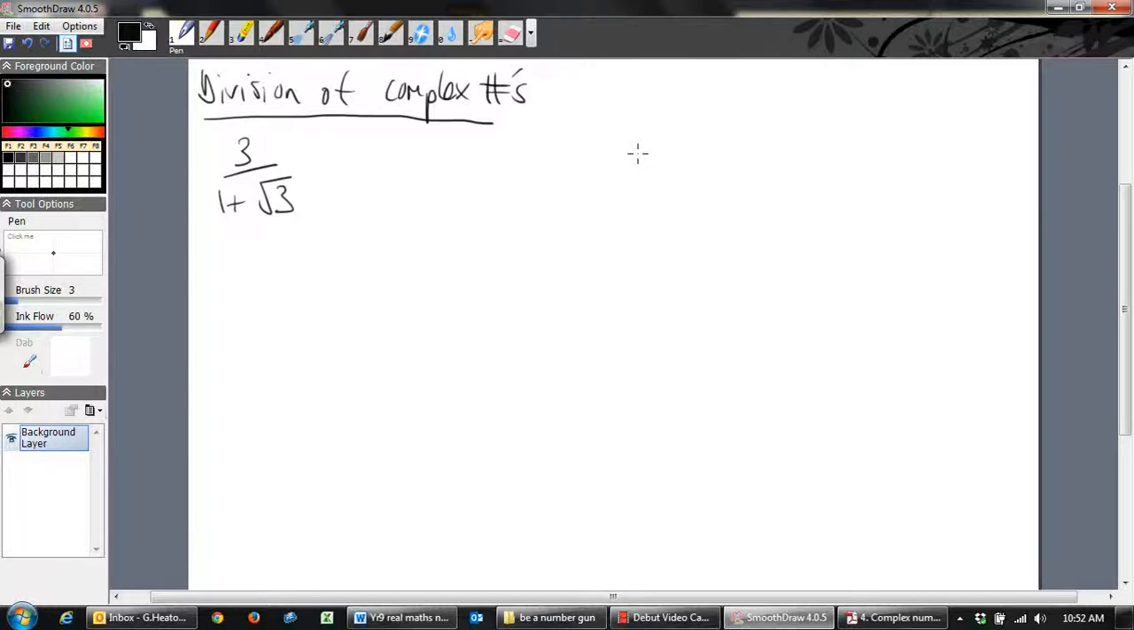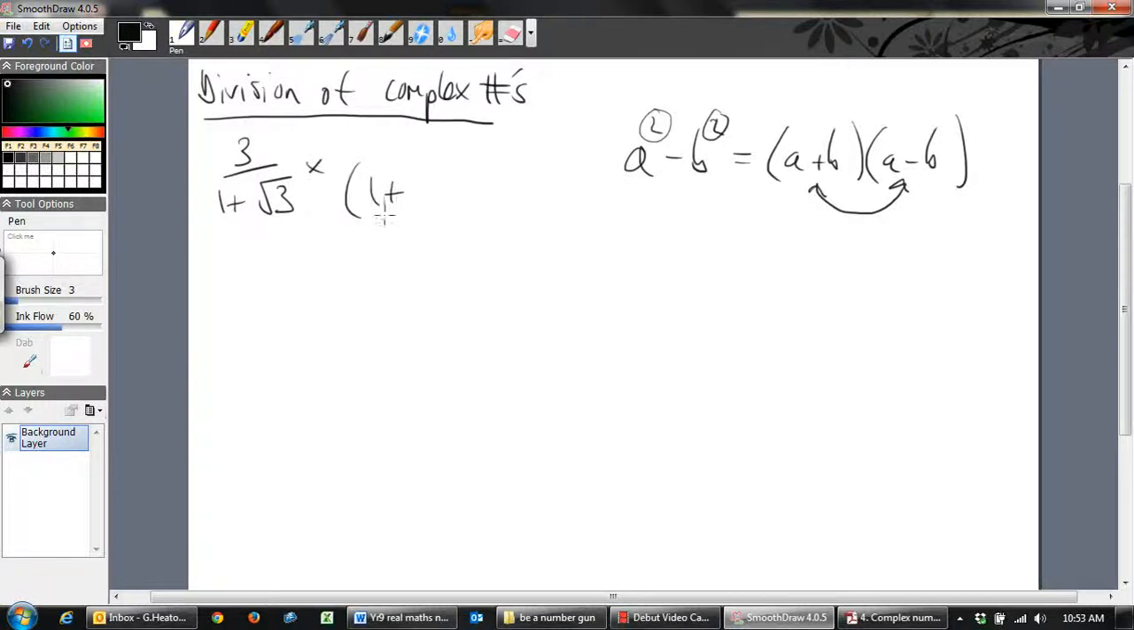We remember that a squared minus b squared can be factorized like that. We use this fact to create a conjugate. So if you multiply a plus b by its conjugate, you end up with a squared minus b squared, which rationalizes it because you're squaring the root here. And so what we do is we multiply by 1 minus root 3 over 1 minus root 3, and that's how we do it. We multiply this by its conjugate.